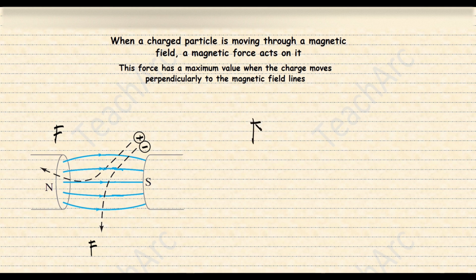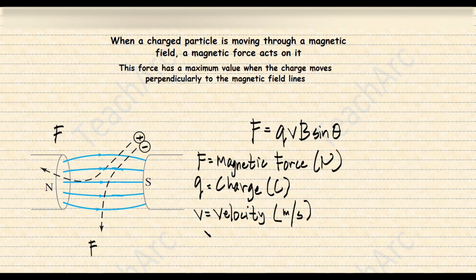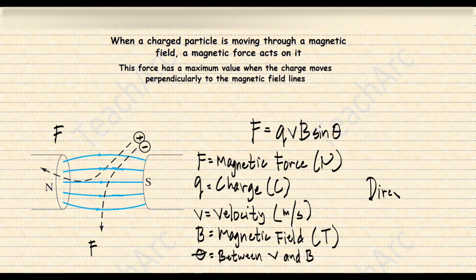The magnitude of the magnetic force can be calculated using the formula F is equal to Q times V times B times the sine theta. F is the magnetic force measured in newtons. Q is the absolute value of the charge of the particle measured in coulombs. V is the velocity of the charge measured in meters per second. B is the magnetic field measured in Tesla. And the angle here is between the magnetic field and the velocity of the charge. The direction of the magnetic force can be identified using the right-hand rule.